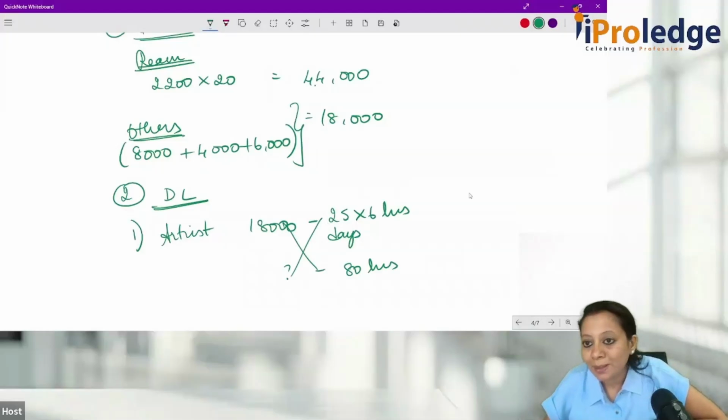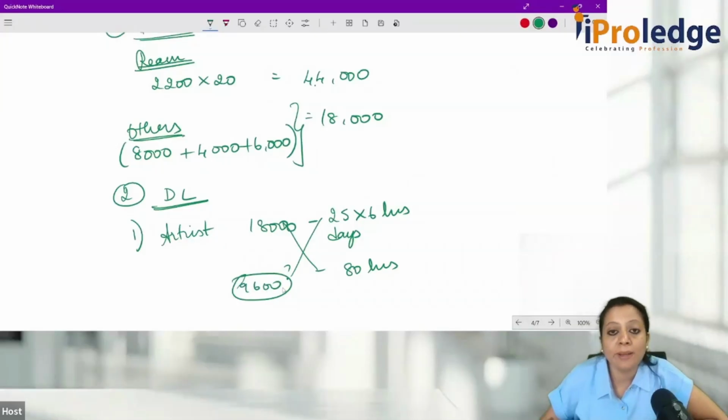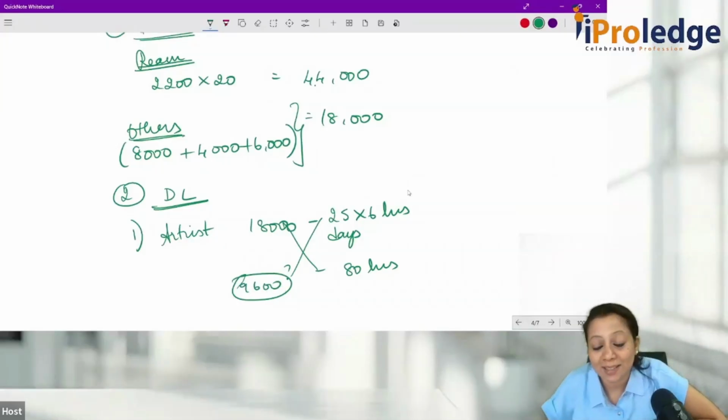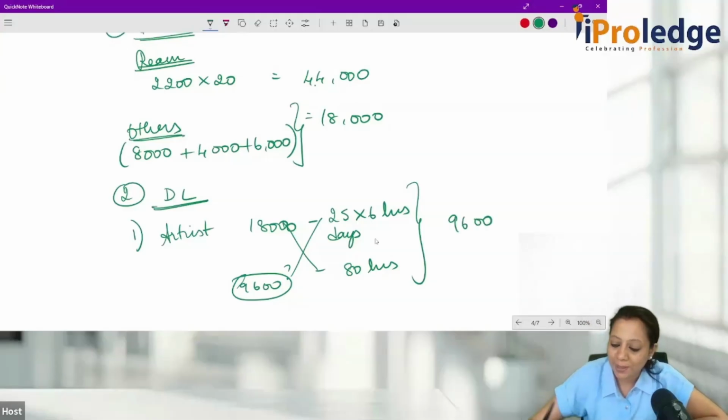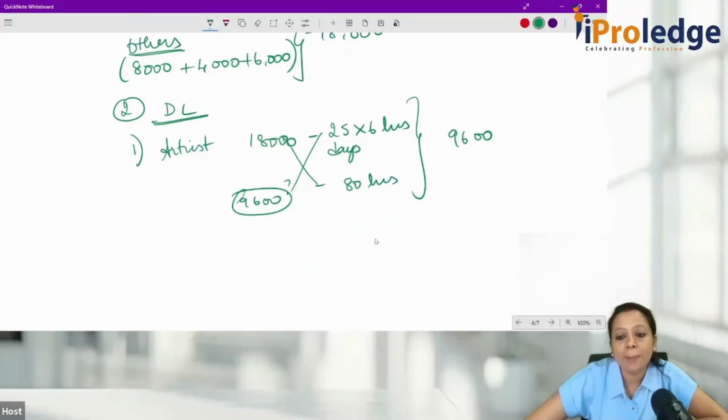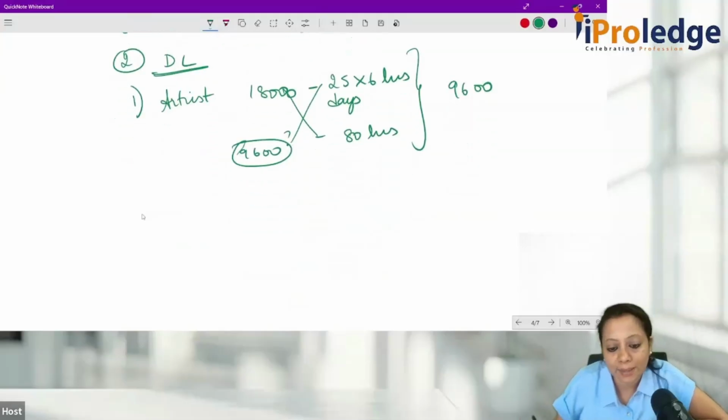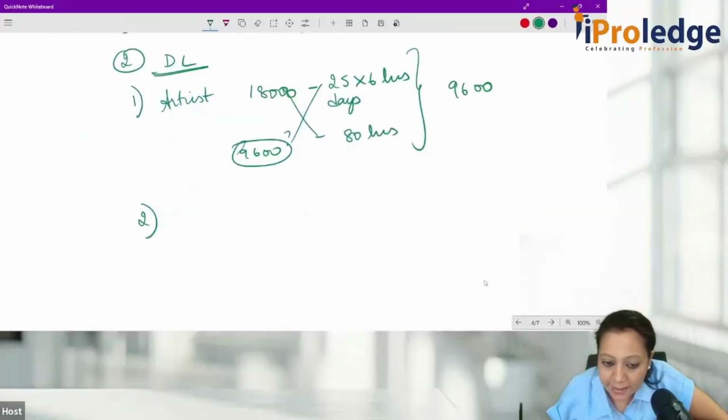9,600. So for this job, how much should I take? Only 9,600, although the artist is there to help me with other jobs also. So for this job, the labor that is attributable is only 9,600. Next one, what is the name of the person? Copywriter.